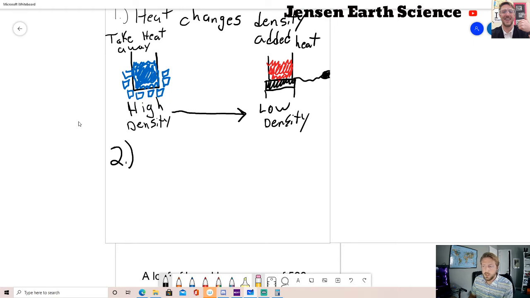The second concept that you want to know for density is that unless you're using heat, density doesn't change. So density doesn't change with size. So size will not change density.